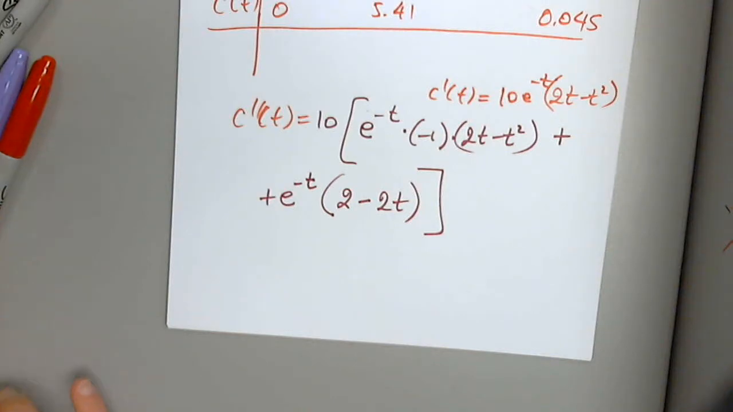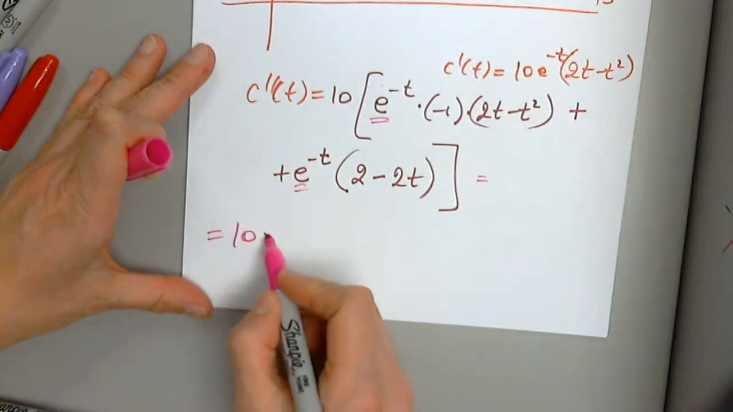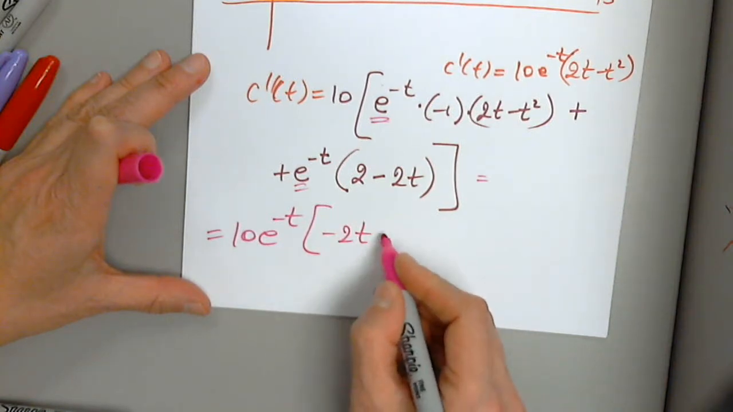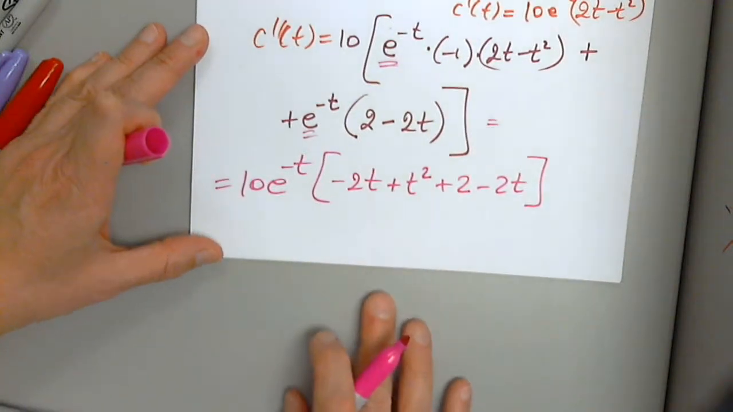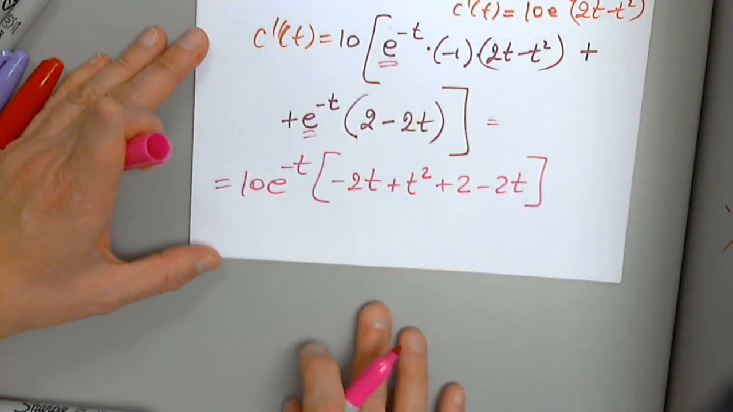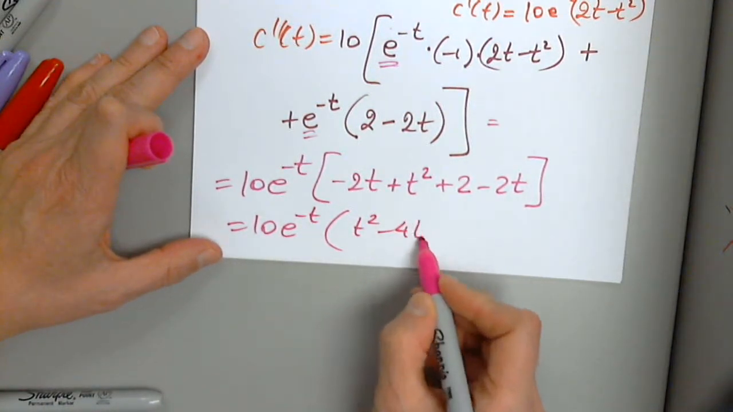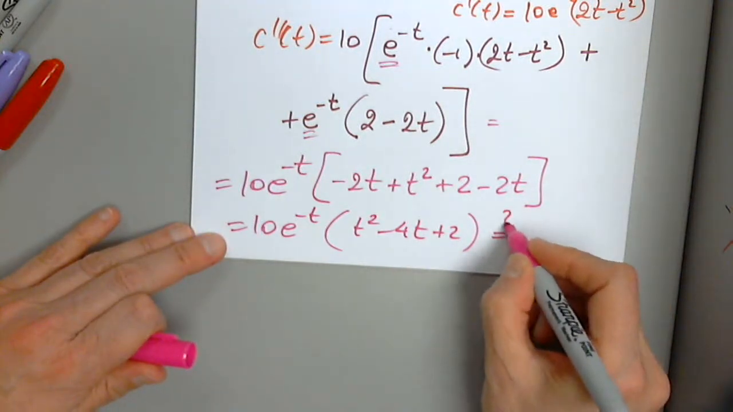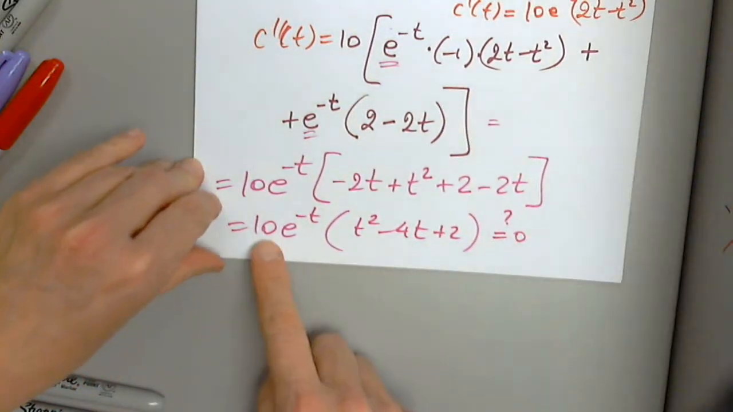I'm going to take out, of course, the same culprit. I don't want it in there. So it's 10e to negative t, and let's see what we have. Negative 2t plus t squared plus 2 minus 2t. Ugly. 10e to negative t, t squared minus 4t plus 2. And the question is, when is this 0? Well, I have to solve the quadratic equation, because e to negative t is never 0.